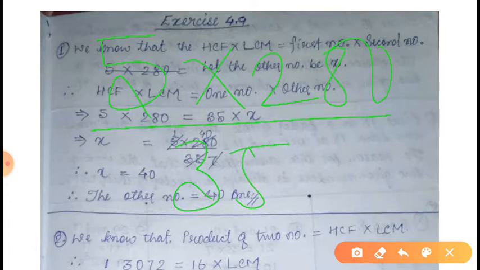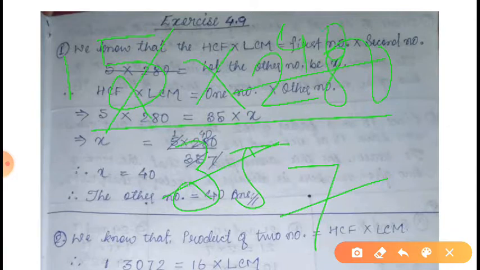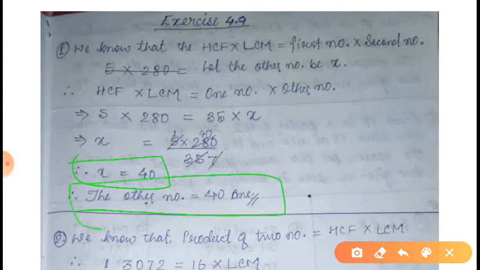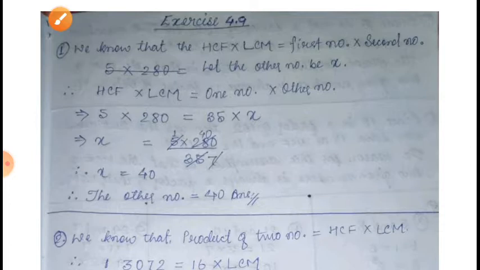It is very simple: 5 one time is 5 and 5 seven times is 35. Now from the 7, we can easily get 7 times 4 is 28, which gives 40. So the other number is 40, as you can see here, X is equal to 40, which we can write as the other number is equal to 40. I hope you have understood this.